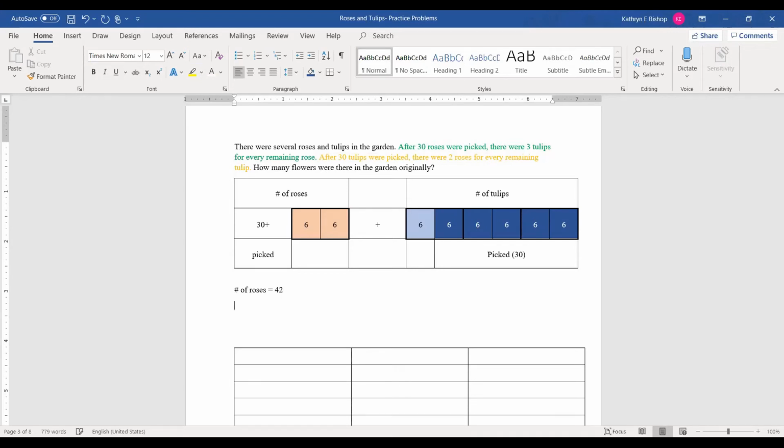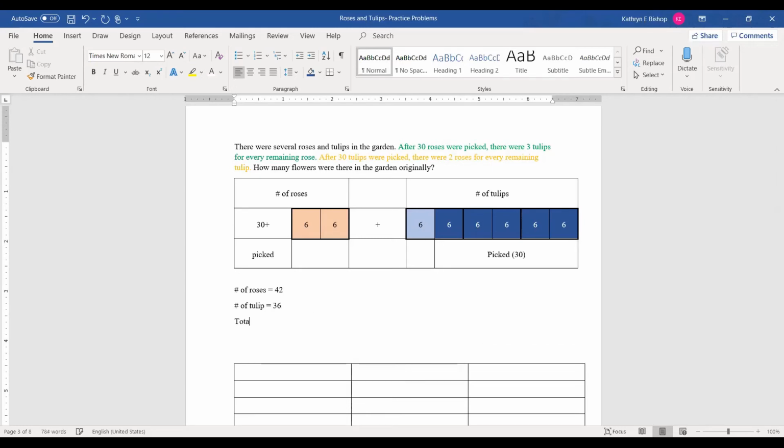And oops, it's the wrong number. The tulips should equal the 30 that were picked plus the 6 that were left, so it should be 36. And in total, there should be 78 flowers.